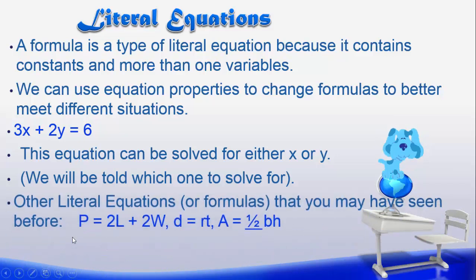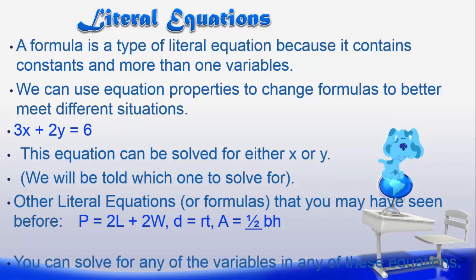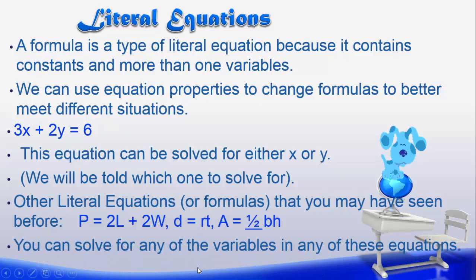Other literal equations or formulas that you may have seen before are P equals 2L plus 2W, which means the perimeter is equal to 2 times the length plus 2 times the width, or the distance is equal to rate times time, or the area of a triangle is equal to 1/2 base times height. You can solve for any of the variables in any of these equations.